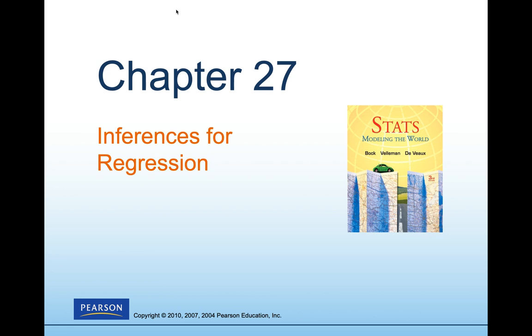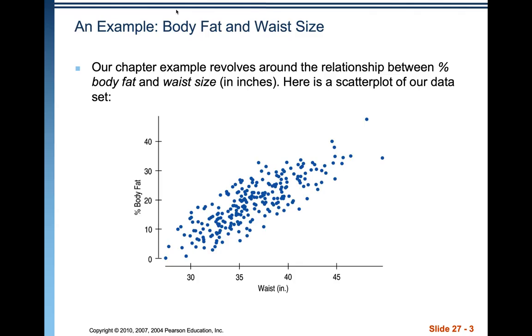This is Mrs. Brown, and I am once again here with Daisy and Scout, and we are ready to talk about inference for regression. Our chapter example revolves around the relationship between percent body fat and waist size in inches. Here is a scatter plot of our data set.